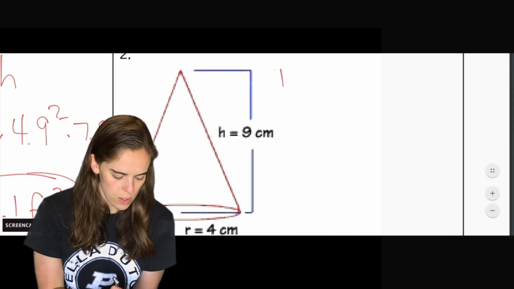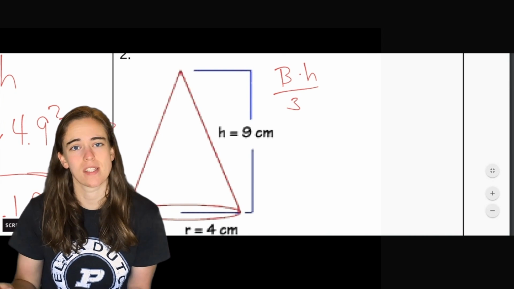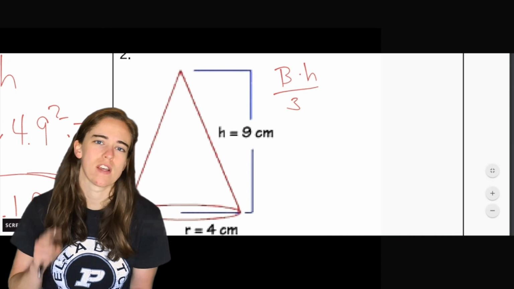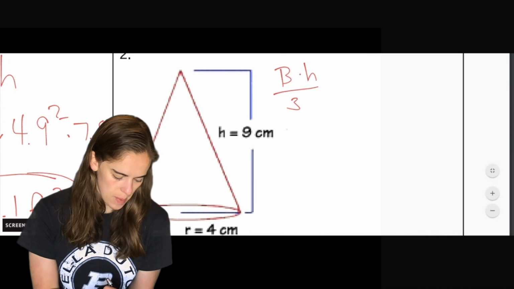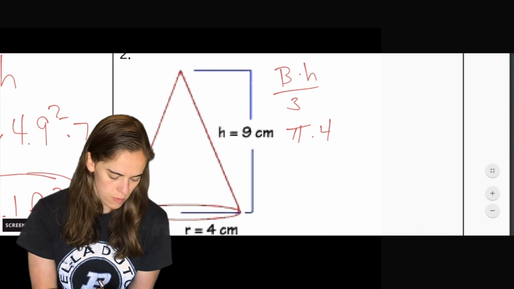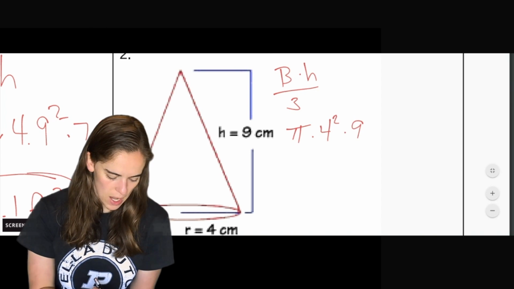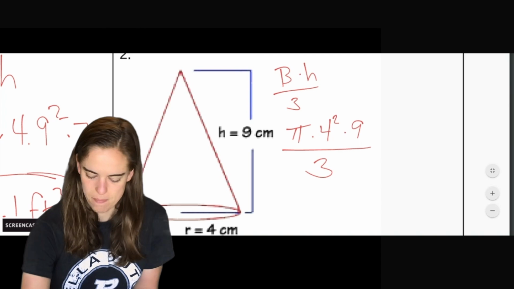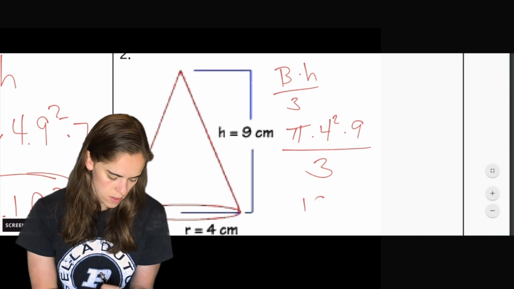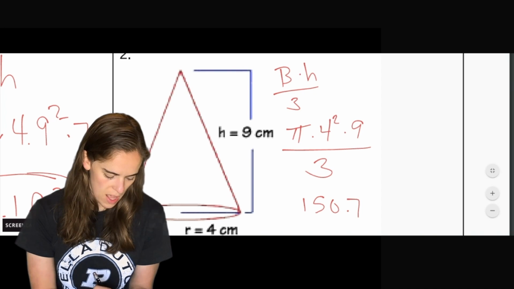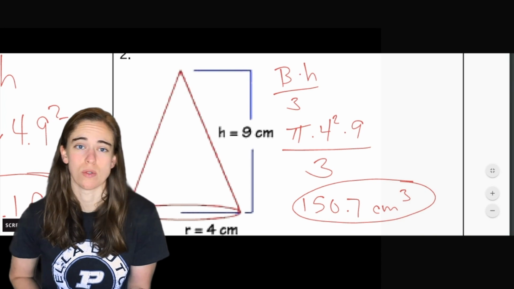So for this one, we're going to use that capital B times H, but then we're going to divide by 3. That capital B times H is the cylinder. Dividing by 3 gives me 1/3. So capital B, that means I need the area of the base. So I'm going to take pi times 4 squared, that's my circle. Now I'm going to multiply by H, so I'm going to multiply by 9, and then I'm dividing by 3. Alright, I did that and I got 150.7. Okay, we're rounding everything to the nearest tenth, and then my label is centimeters cubed. So that's number 2.